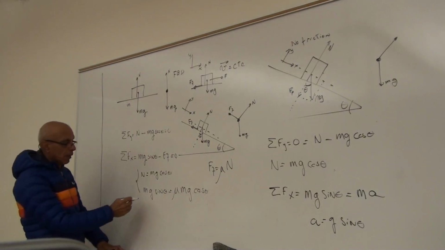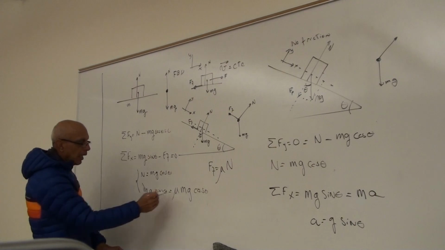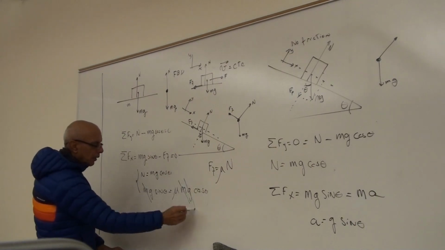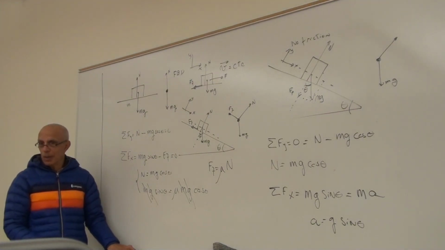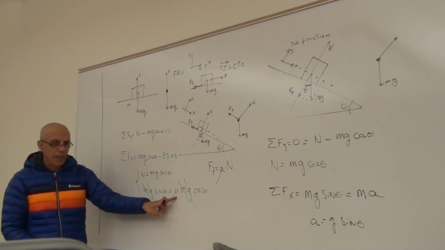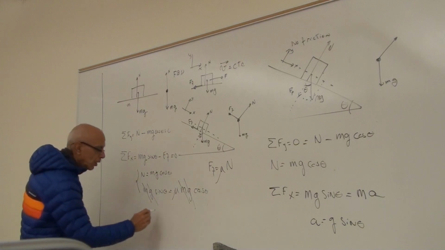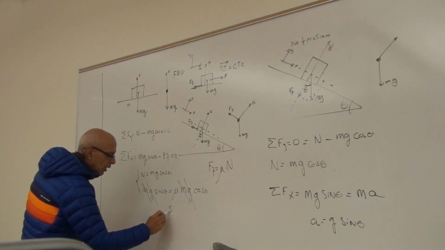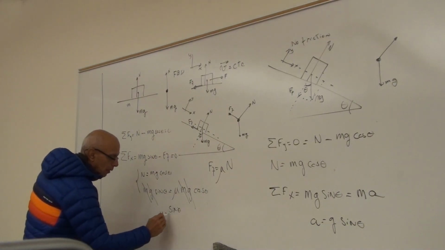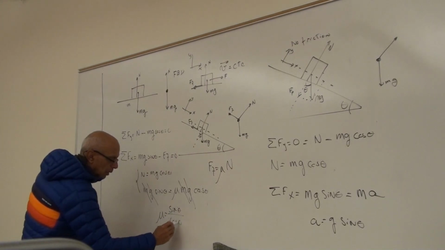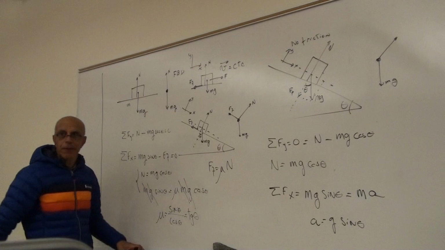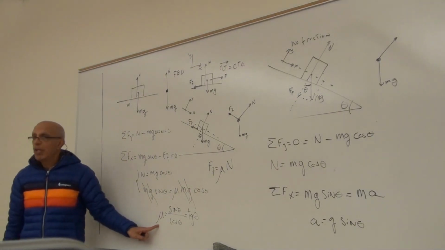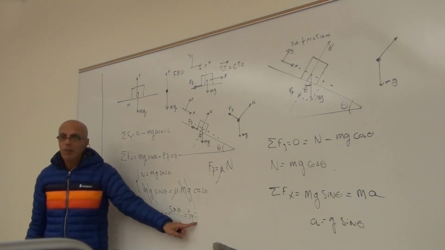Now, I can cancel this, I can cancel this, okay? Are you guys following me? So what is the coefficient of friction? The coefficient of friction is sine theta divided by cosine theta. This is the same as the tangent of theta, okay? So the coefficient of friction depends on what?